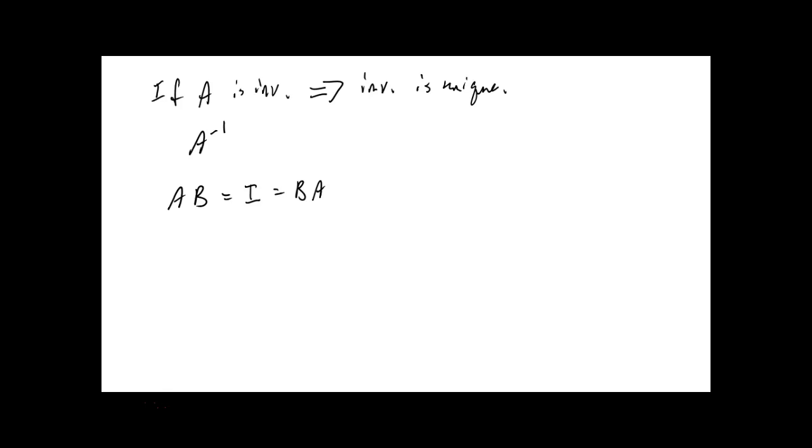Okay? Now let's just imagine that there is a second inverse, C, that is not equal to B. Let's just suppose that there is another one. Then AC must also be I, and that must also be CA.